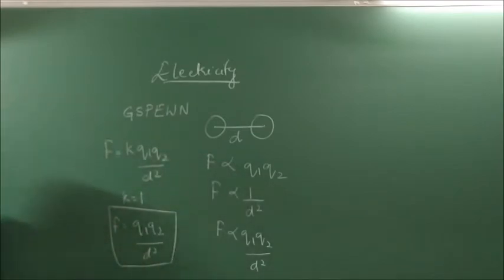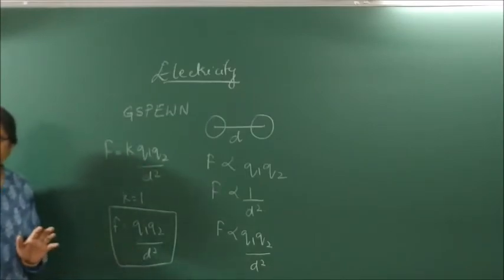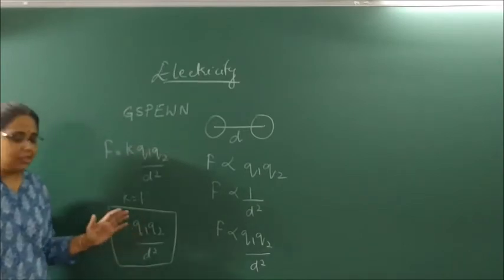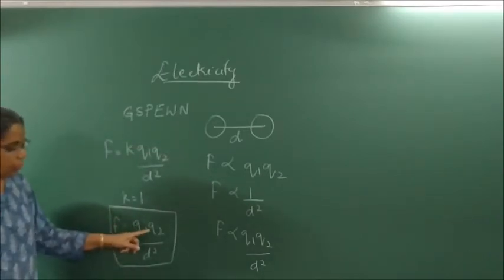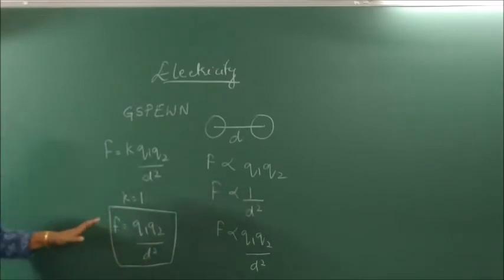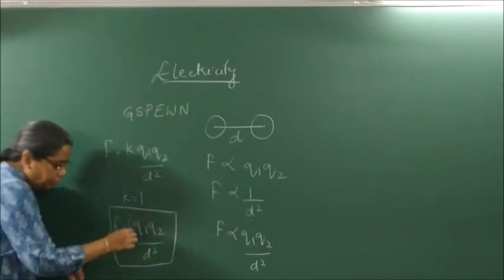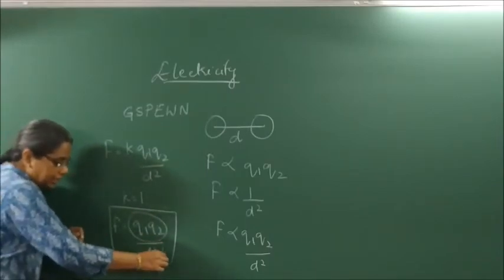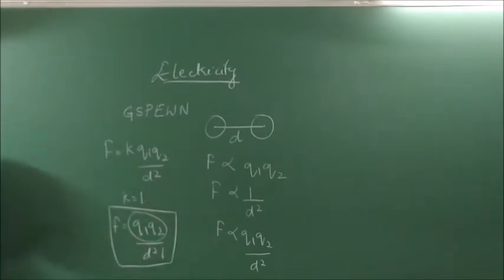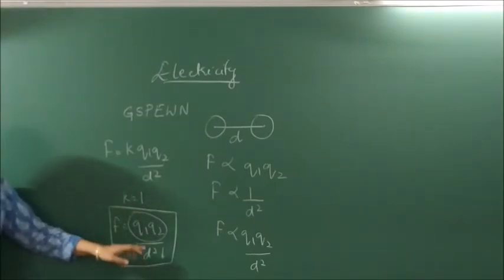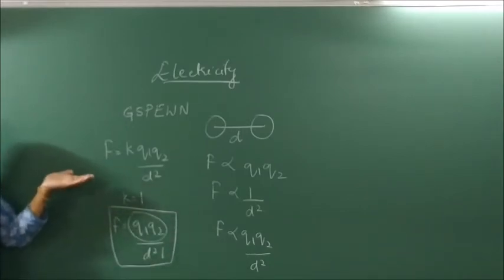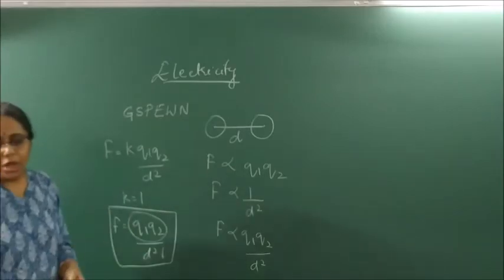This is the force between what charges? Static charges, not between moving charges. It is only a part of what? Electrostatics. So F is equal to Q1 Q2 by d square. If I have to increase the force, I have to increase Q1 Q2, and I have to decrease d square because it is inversely proportional. So if d decreases, F increases. Clear till here? This is all about Coulomb's law.